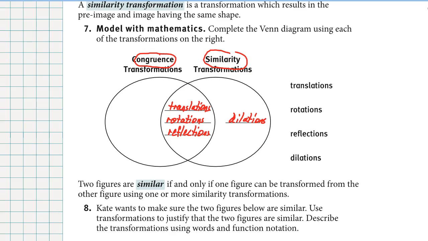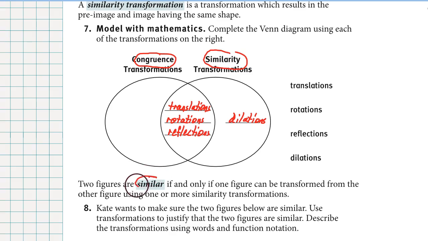Notice that there are three congruence transformations. A dilation is not a congruence transformation. It's not in that circle of the Venn diagram. However, there are four similarity transformations. All four of these things are in the circle for similarity. Translations, rotations, and reflections are both congruence and similarity transformations.